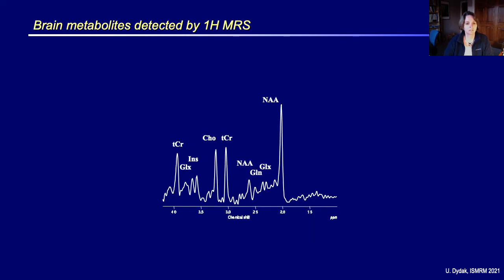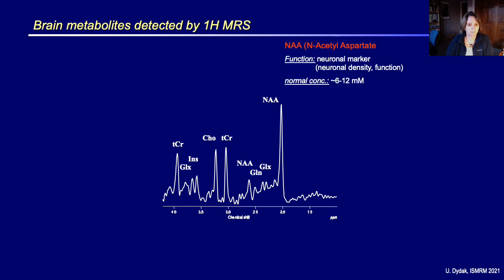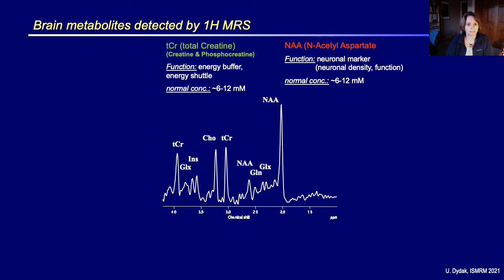Well, all of this together gives rise to about 16 different metabolites that we can detect in the human brain. I'm just depicting a few here. So the biggest peak in a healthy brain is usually NAA, or N-acetyl aspartate, which is a neuronal marker. Then we have total creatine, which stands for creatine and phosphocreatine and acts as an energy buffer.